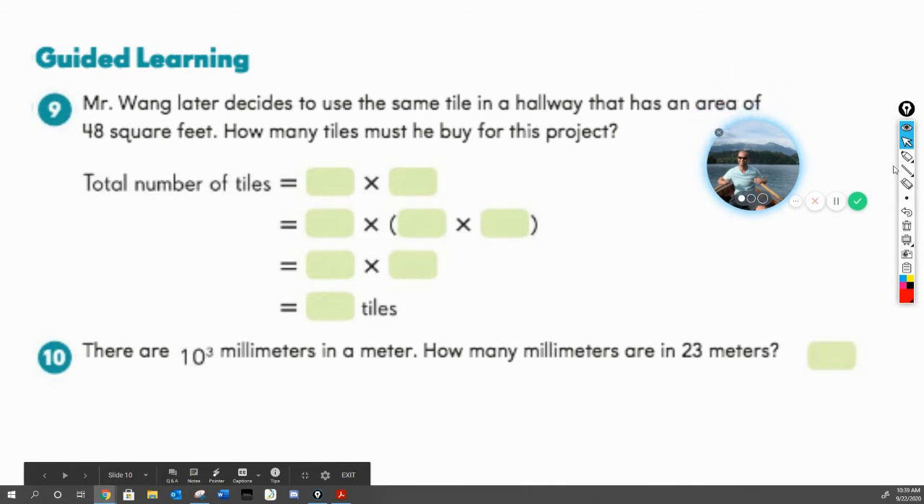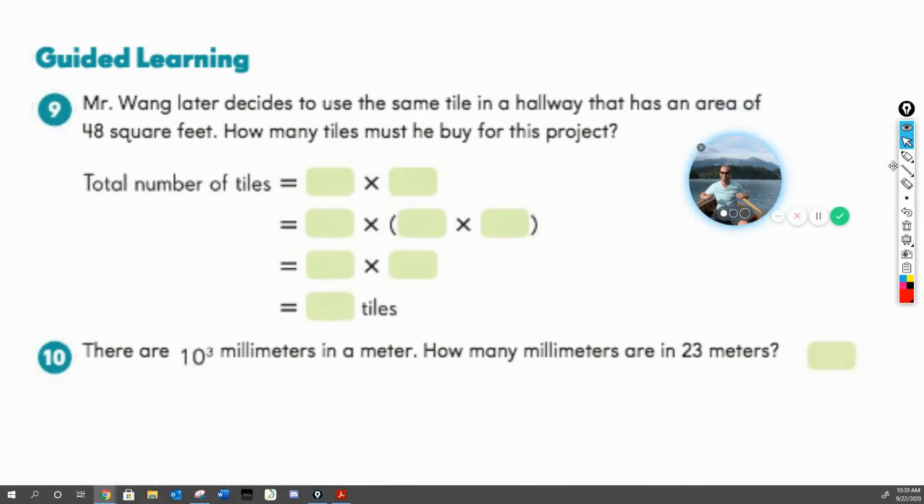Oh, Mr. Wang, Mr. Wang. He must be a professional tiler, or he's just really working on his house. I've done the same thing. Same tile, different parts of the house. Why don't you read through and solve the Mr. Wang problem and the millimeters problem? I'll do the same, and we'll come back and compare work. Pause me now, and we'll visit shortly.